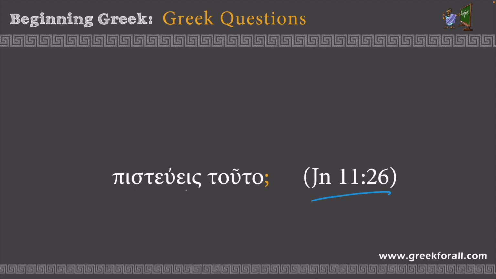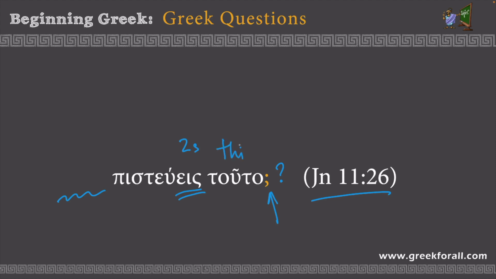And our last example is from the Gospel of John, chapter 11. Let's read. Pisteueis touto. Again, we see a question mark, so we know this is a question. We don't have any question word. So let's translate. Pisteueis, we have seen this word already, from pisteuo, I believe. We see the second person singular ending, meaning you, so you believe.